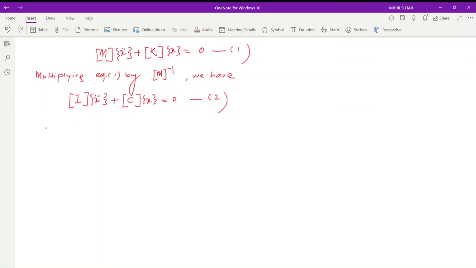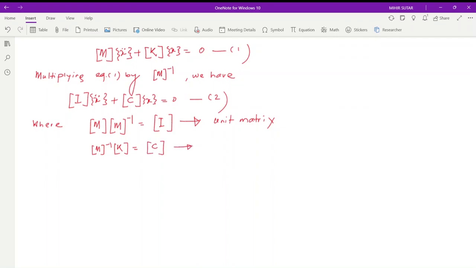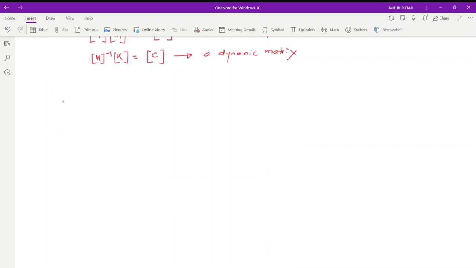Where we can say M multiplied by M inverse will give you the unit matrix I, and this M inverse multiplied by the stiffness matrix is a C matrix, which we call the dynamic matrix.